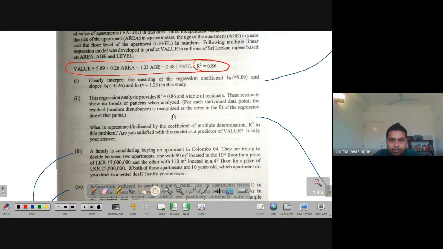Second part: this regression analysis provided R square 0.86 and a table of residuals. Looking into this part carefully, these residuals show no trends or patterns when analyzed. For each individual data point, the residual, the random distribution, is recognized as the error in the fit of the regression line at that point. See, the examiner has given the entire theory part as it is. What is indicated by the coefficient of multiple determination R square in this problem? Are you satisfied with the model as the predicted value? Justify your answer.